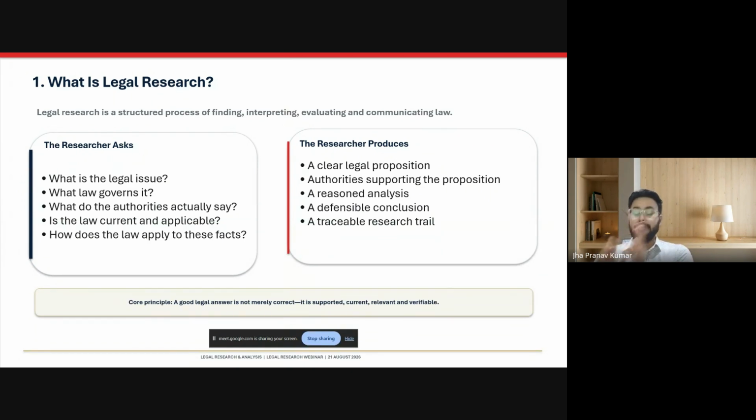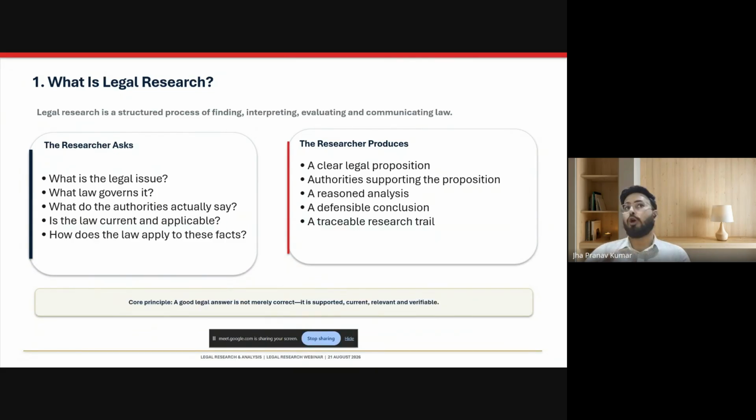Number two, and a very important part, what is the researcher producing? एक बार आपके दिमाग में आ गया कि हाँ भैया दिक्कत क्या है, प्रॉब्लम क्या है, now you are going to solve it. So what is the researcher going to produce? You have to have a very clear legal proposition. Now, since you have realized the issue, you're going to draft a legal proposition. Number two, you need to know the authorities supporting the proposition. Number three, you need to give a very reasoned analysis. Since our website also says legal research and analysis, you need to be very reasoned while you are analyzing it. Number four, you have to have a very defensible conclusion.